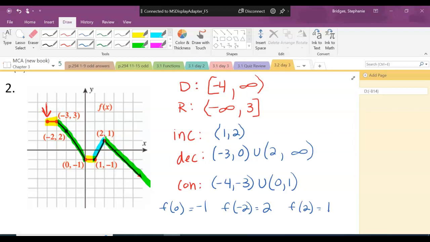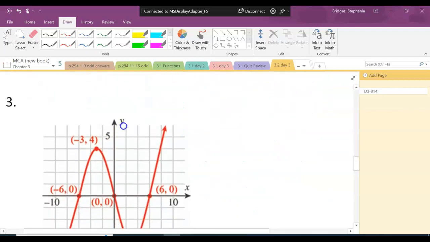Okay. So for number 3, what I would like for you to do is start with your domain and range, then do your increasing, decreasing, and constant. Hold off on finding the values of your function because we need to talk about this one. This one is a little tricky because my intervals are different, and also all of my ordered pairs are not listed. So for number 3, domain, range, increasing, decreasing, constant, and pause there. Okay. Then just hold tight.